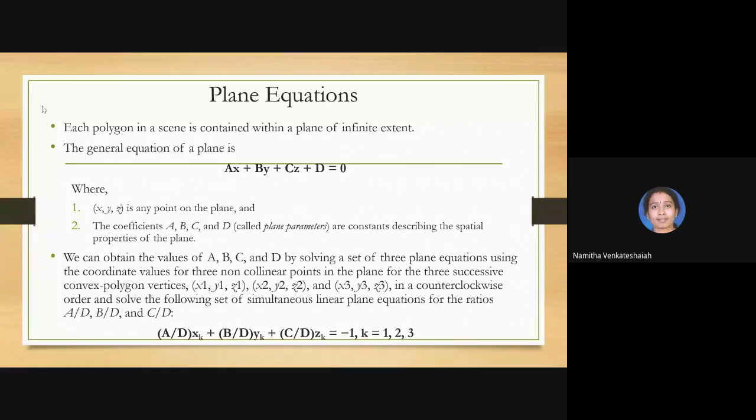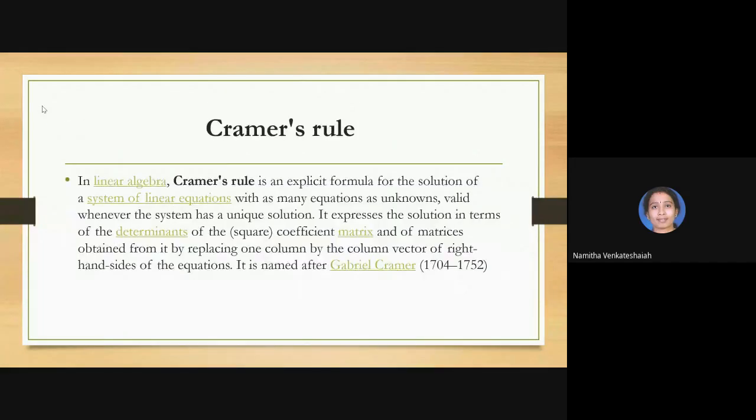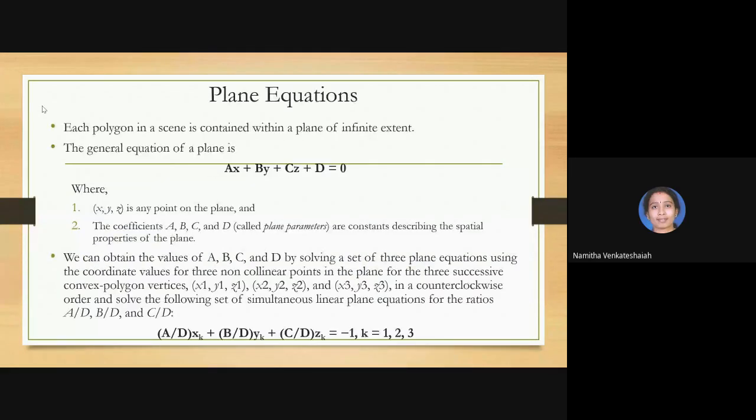ax1 plus by1 plus cz1 plus d is equal to 0. ax2 plus by2 plus cz2 plus d equal to 0. ax3 plus by3 plus cz3 plus d equal to 0. Then I will solve it. I will solve it in the ratios a by d, b by d and c by d, because d can be considered as moved to the other side.